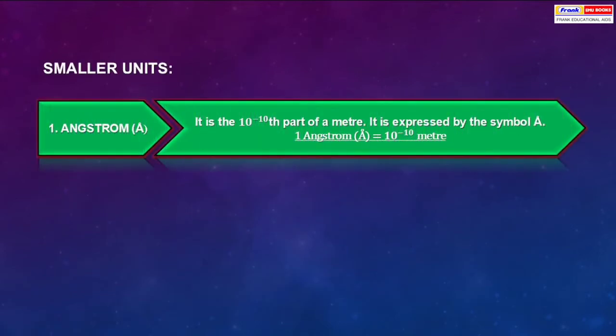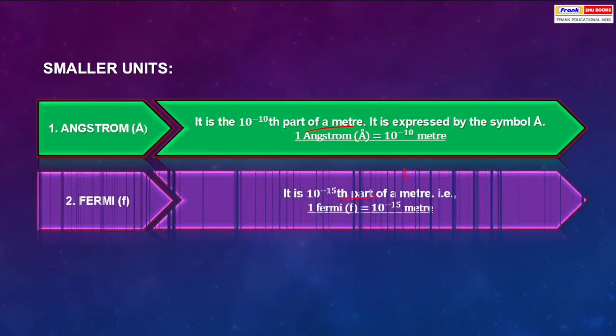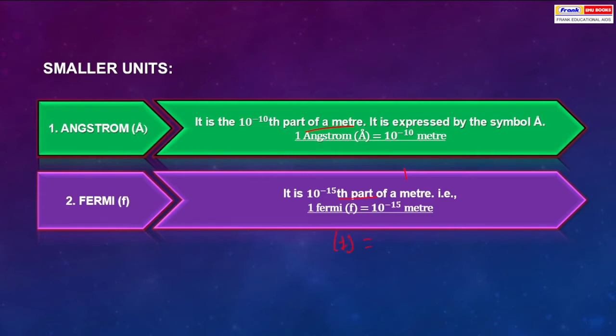Apart from that, we also have some smaller units, which is the angstrom. It is the 10 to the power minus 10th part of a meter. It is expressed by the symbol A, and 1 angstrom equals 10 to the power minus 10 meter. The next unit that we have is the Fermi, which is even smaller than the angstrom. It is the 10 to the power minus 15th part of a meter. So 1 Fermi, which is written as small f, equals 10 to the power minus 15 meter.